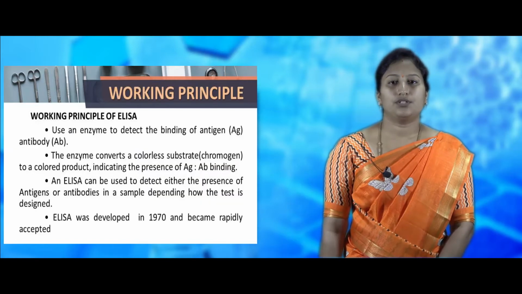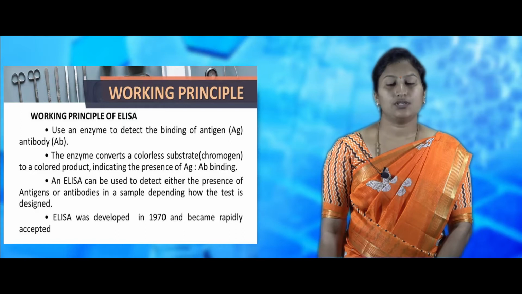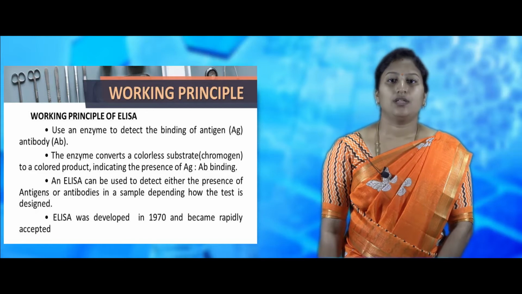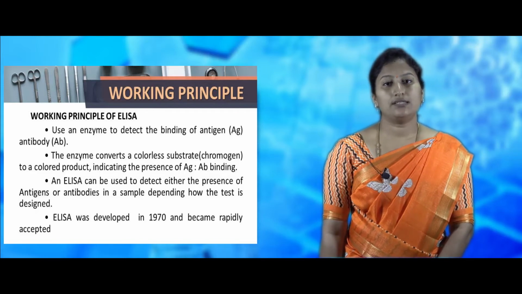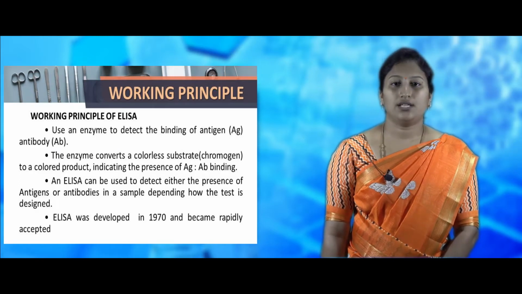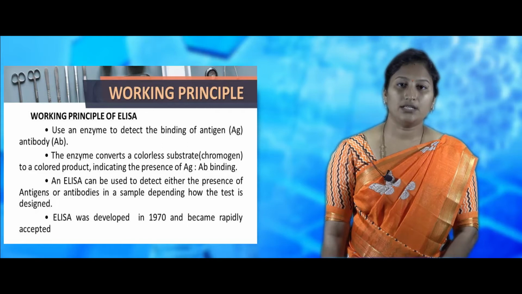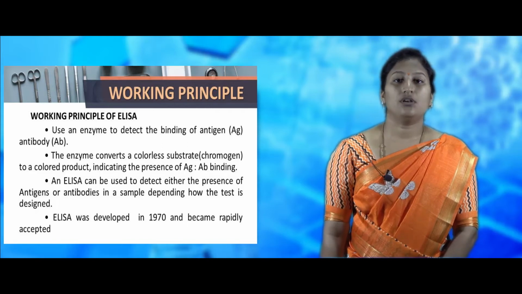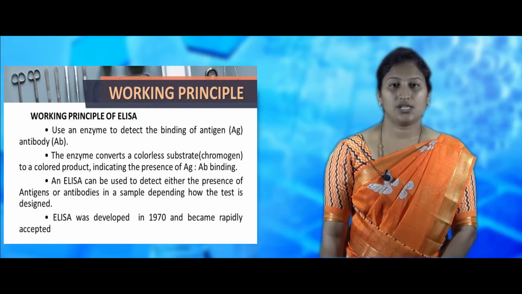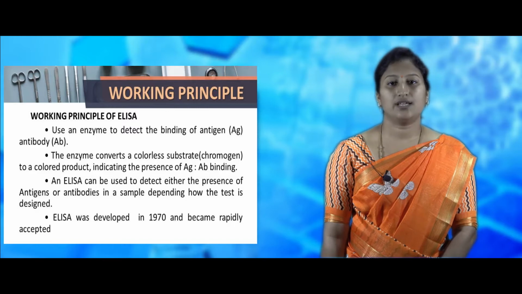Now let's see the working principle of ELISA. ELISA uses an enzyme to detect the presence of antigen-antibody binding. The enzyme converts the colorless substrate chromogen to a colored product, indicating the presence of antibody-antigen binding. An ELISA test can detect the presence of either antigen or antibody based on how the test is designed. ELISA was introduced in the year 1970 and it has become one of the rapidly accepted technologies.